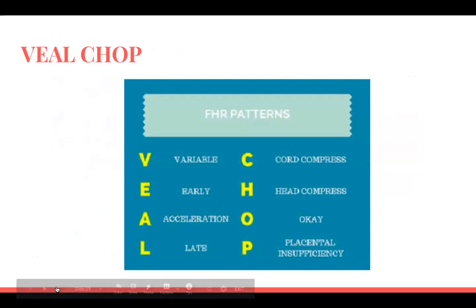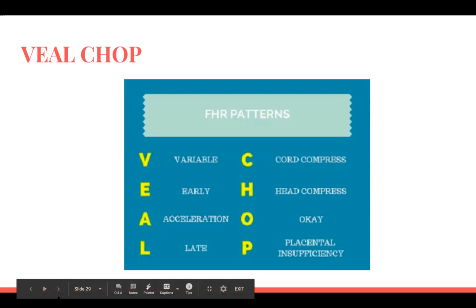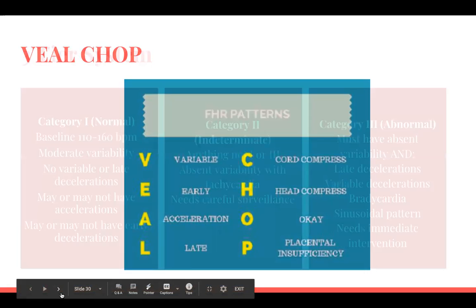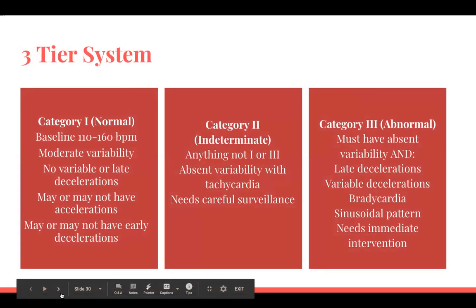All right, VEAL CHOP. Memorize this because it's going to come back even after this class, and this will really help you guys, as long as you don't have it memorized already. So the 3-tier system, again, be aware, category 1 versus category 3. Category 2 is anything that's not 1 or 3, like absent variability with tachycardia. Category 3 is very abnormal, while category 1 is normal. As long as you know that category 1 is normal, category 3 is abnormal, and VEAL CHOP, you should be fine with this.